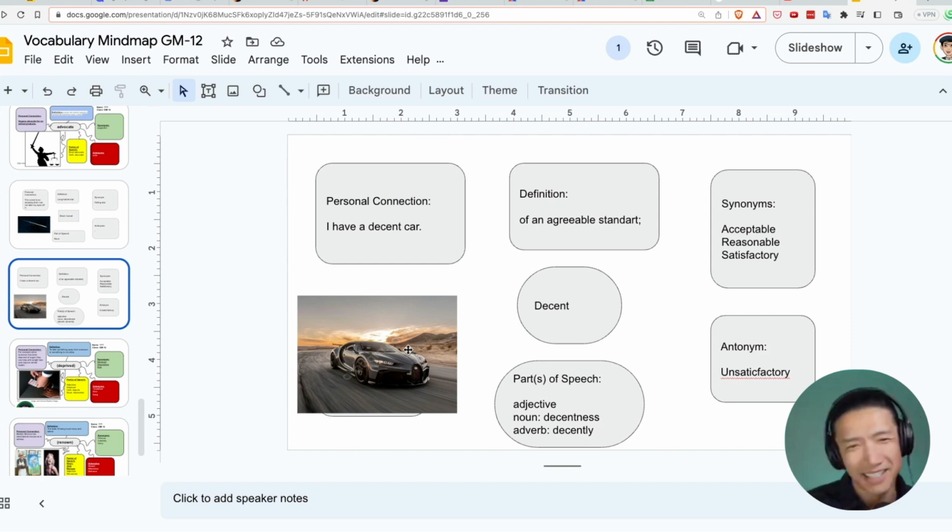Decent. That's a decent car. I don't know if that's a decent car. That's like a fancy car. Decent car is just like average, guys.